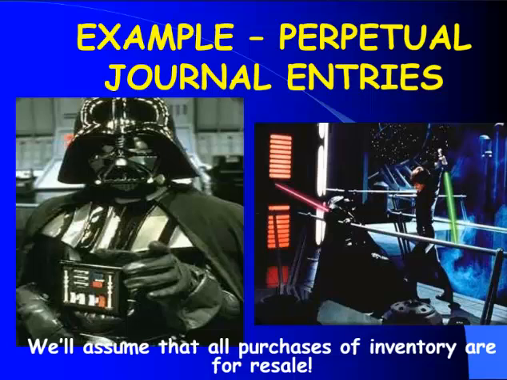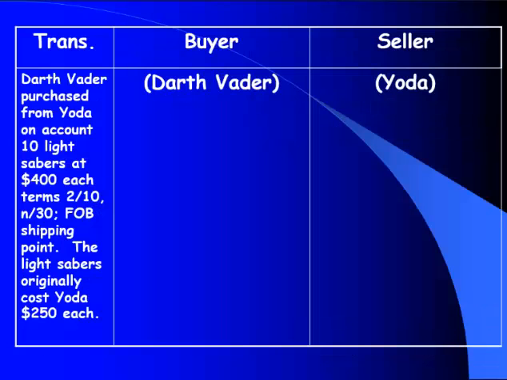And we're going to make an assumption in all of these, and that is that any time the buyer buys merchandise, they plan to resell it. So when they buy it, they're always planning to resell it. And in our first entry, Darth Vader buys from Yoda on account 10 lightsabers, $400 each, terms 2/10 net 30, FOB shipping point. The lightsabers originally cost Yoda $250 each.